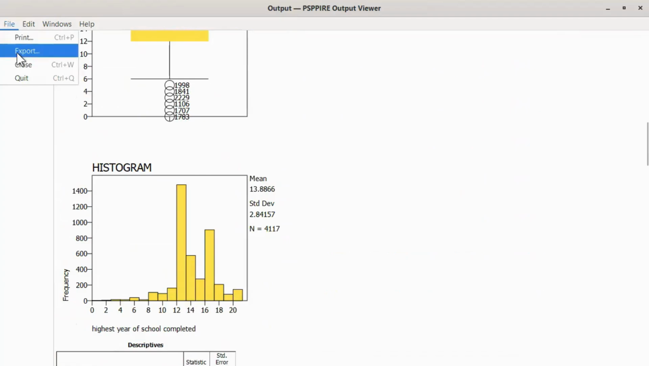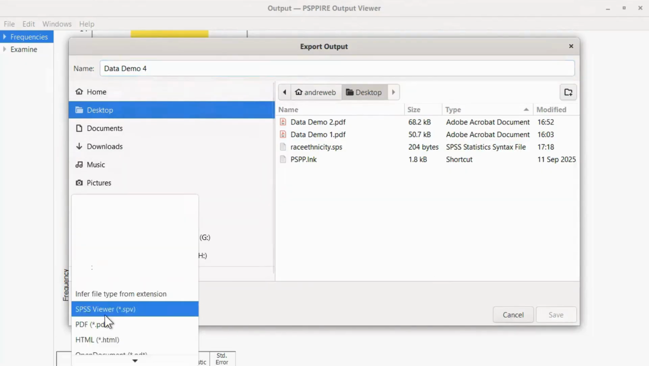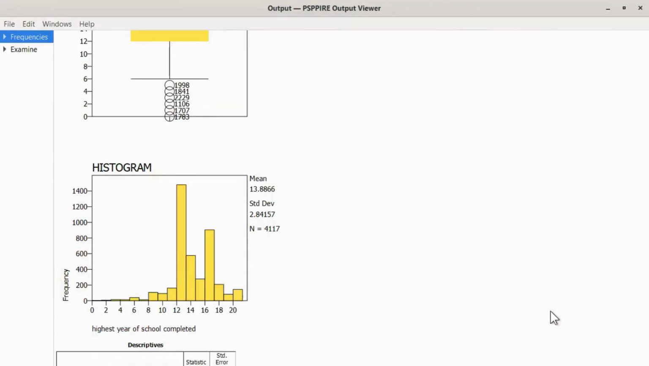So again, you'll go File, Export. Let's see. I guess I didn't save one, but the data demos. This would be number 4. Data demo 4. Save it as a PDF, and you're good to go.